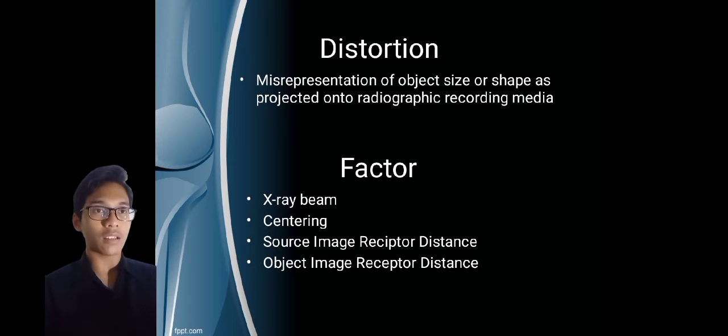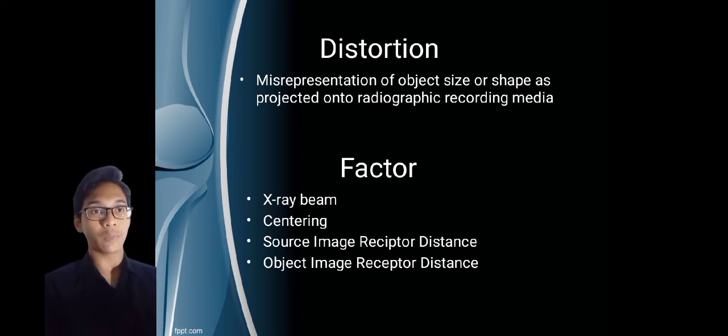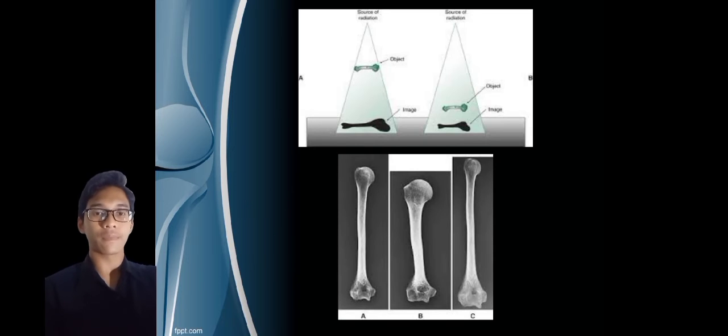The next factor is object image receptor distance. The object to image receptor distance, or OID, is the distance between the object and the detector. The closer the anatomy is to the detector, the less magnification or distortion. One can observe this when observing the shadow cast by a light source onto the anatomy. And this is a picture showing different distortion at different ranges of distance.